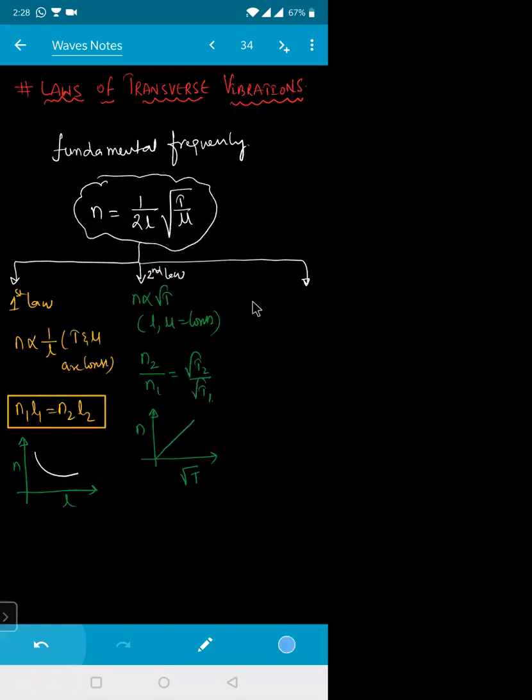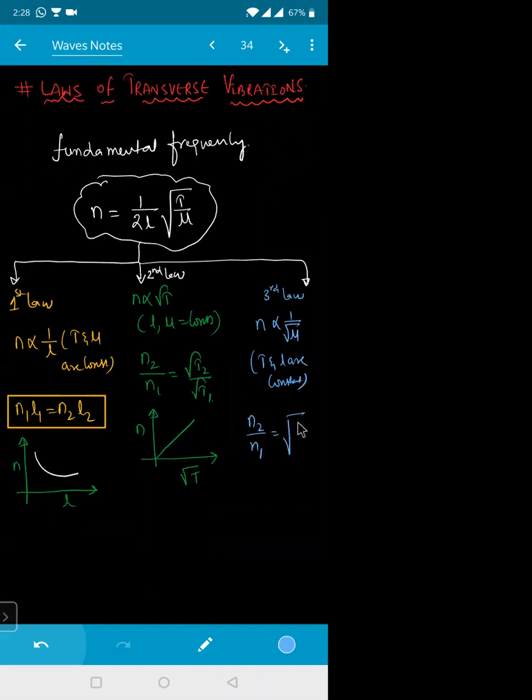Now the third law. Fundamental frequency is inversely proportional to under root of mu, provided T and L are constant. If the length of the wire and tension in the wire are kept constant, then frequency is inversely proportional to root of linear mass density. That means I can write N2 by N1 is equal to under root of mu1 divided by mu2. If I draw a graph, again it will be a straight line like this. Clear for everyone?